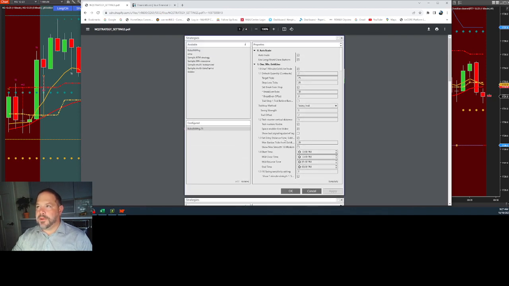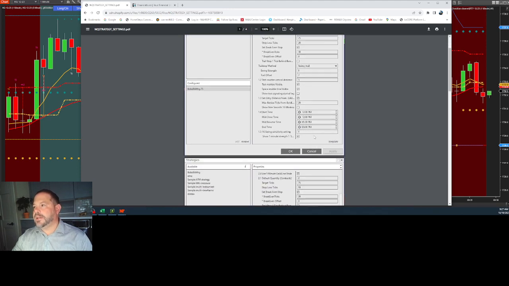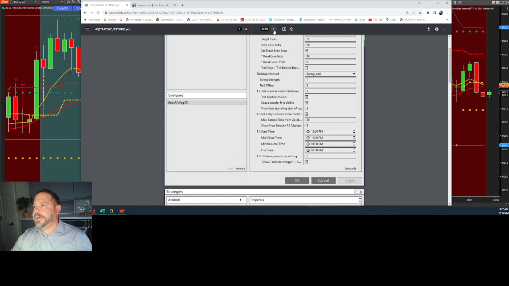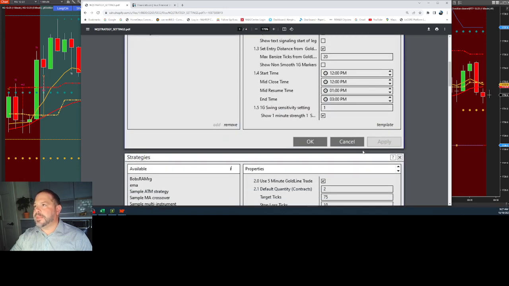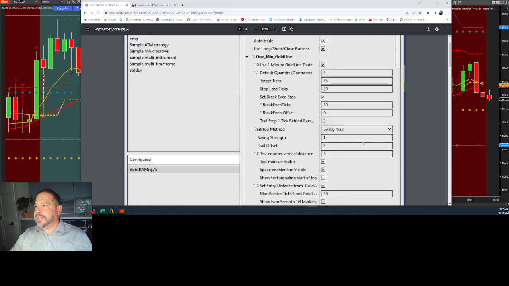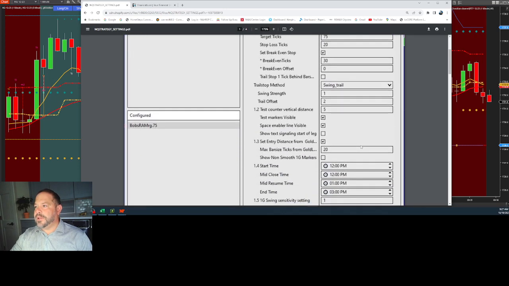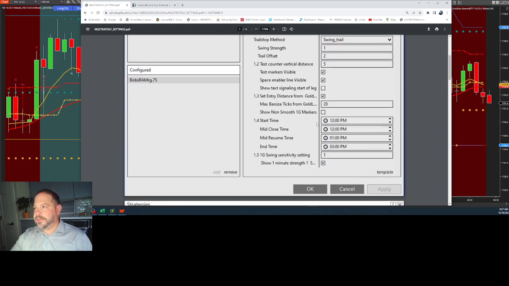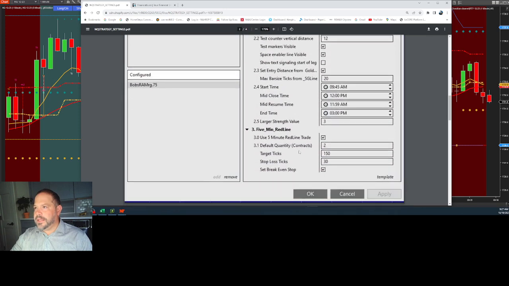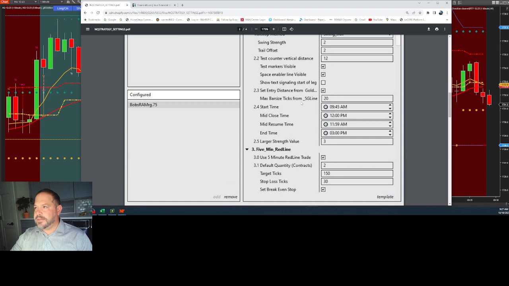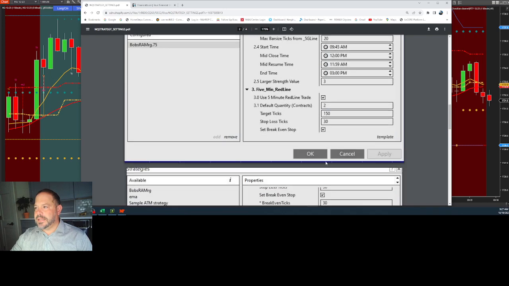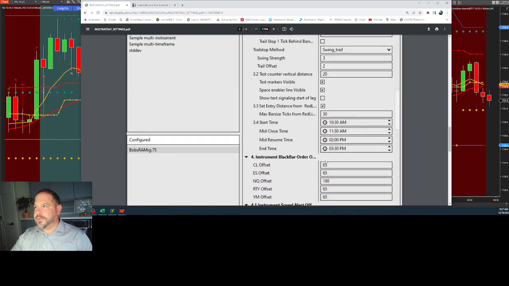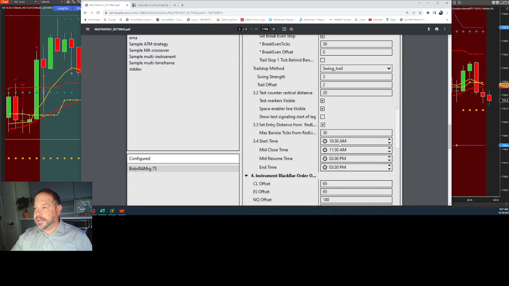You can find this on his website, Gold Line Trades. Just go into Tools, and you can see the same thing that's on here, just in case you can't see it very clearly on the screen. For the first trade, which is the 1 minute gold line, which is more of a continuation trade, he has the start time at noon. For the 5 minute gold line, he's got the starting time at 9:45. And for the 5 minute red line, he's got it starting at 10:30 in the morning.